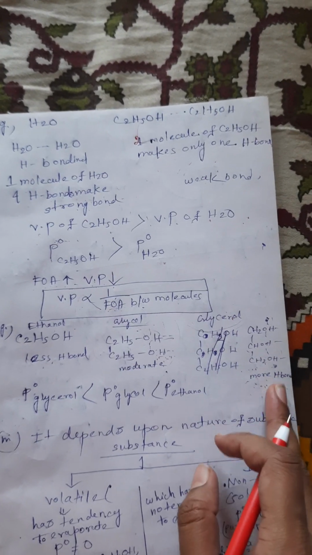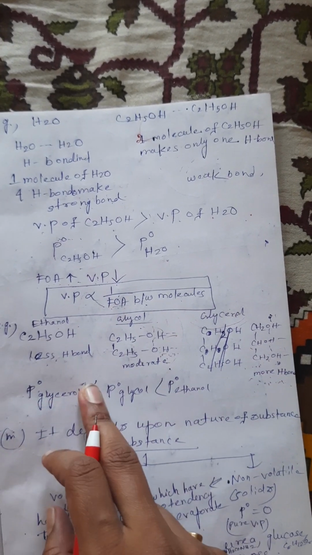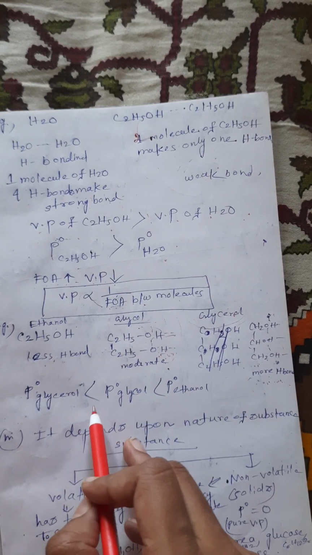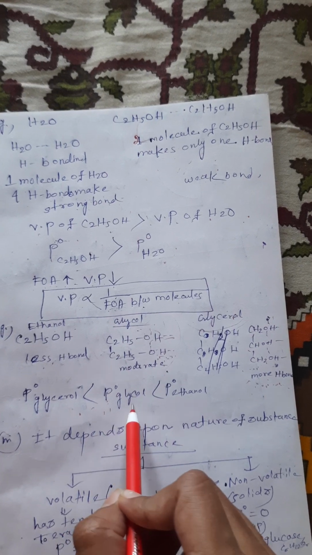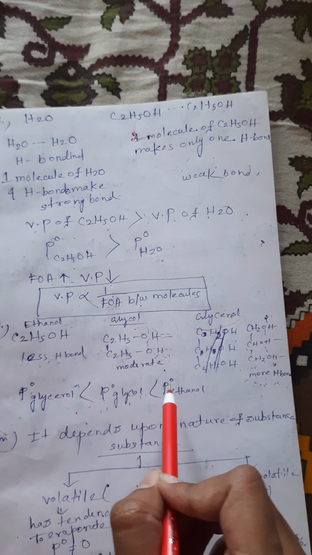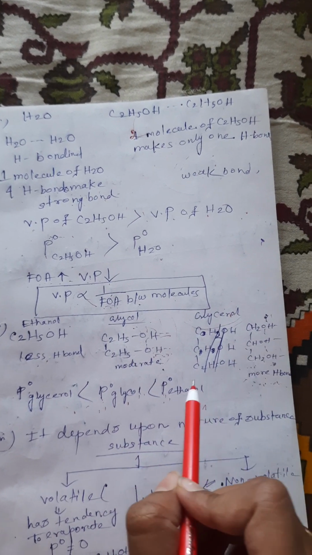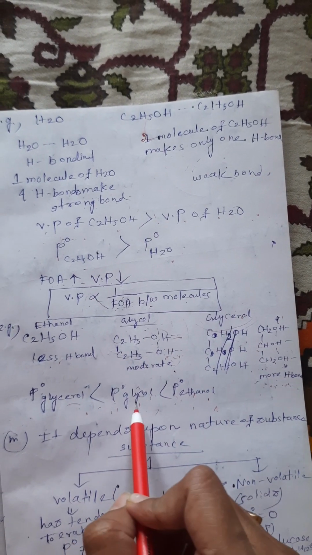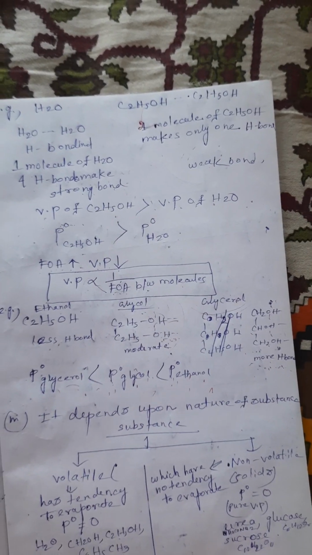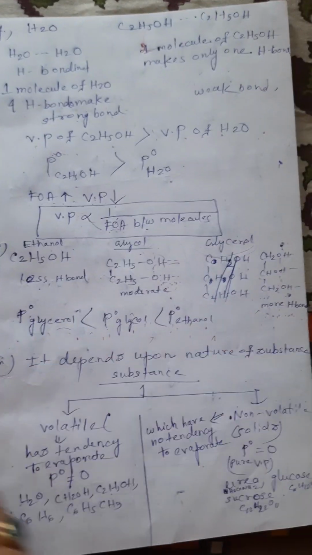So what is the order of the vapor pressure? The vapor pressure of glycerol will be less than that of glycol, which is less than that of ethanol. That means the vapor pressure of ethanol is always greater than the others, then glycol and then glycerol. Okay, this is the second point.